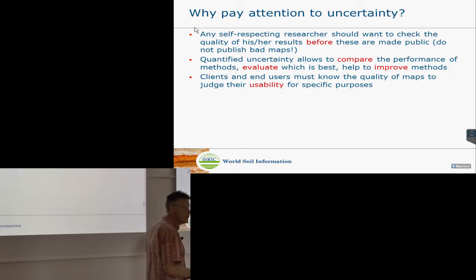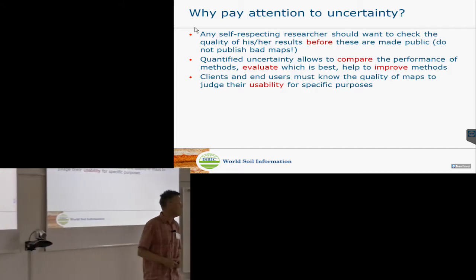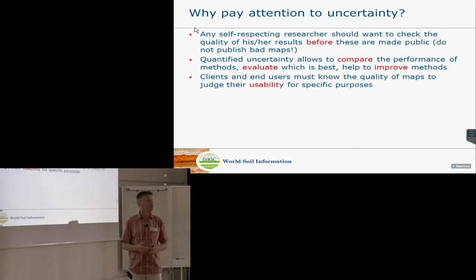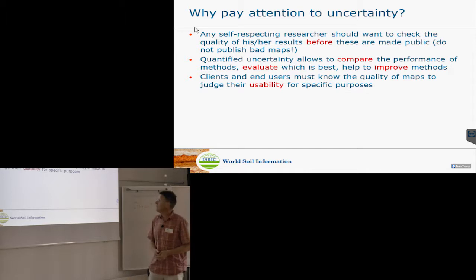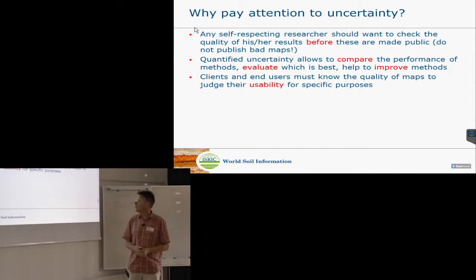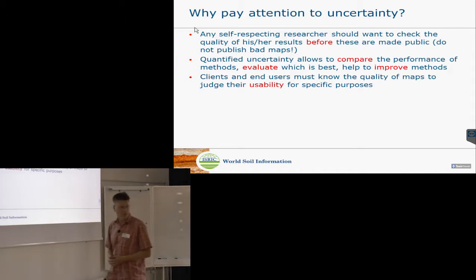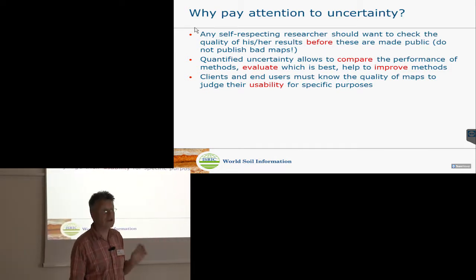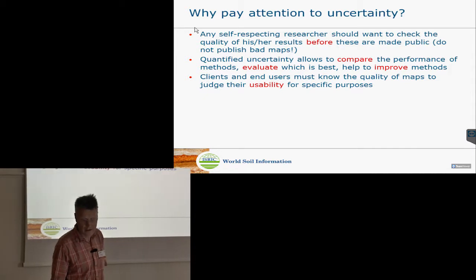We don't make maps just for the fun of it, for ourselves, but we usually have a user in mind. That user could be a colleague, could be an external party, could be ourselves too. And the user has a certain wish. They want to use the map for a certain purpose. So is the map usable? Can we use it for the intended purpose? That depends on the accuracy, the quality of the map. So also here, it's important to know about the accuracy of a map, because only then can we decide whether the map is usable for our intended purpose.